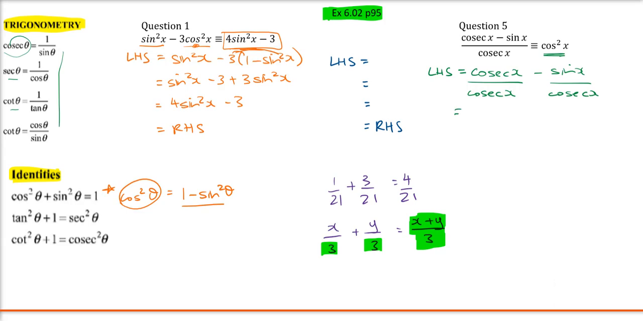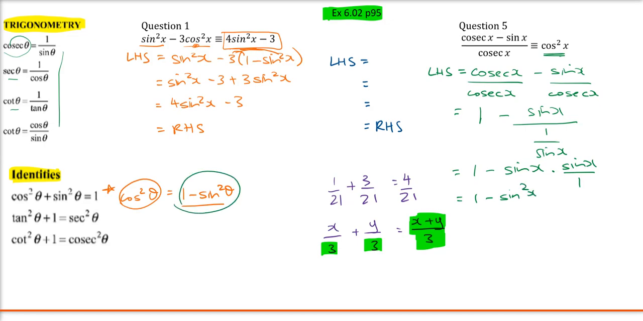So now what I'm going to do is I'm going to say cosec x over cosec x. Well, that's just 1. That's 1 minus sine x over 1 over sine x. Now, when I've got a fraction of something divided by a fraction, that's the same as multiplying by the reciprocal. Which is 1 minus sine squared x. And again, from over here, rearranging that trig identity, 1 minus sine squared is cos squared. So that is cos squared x.